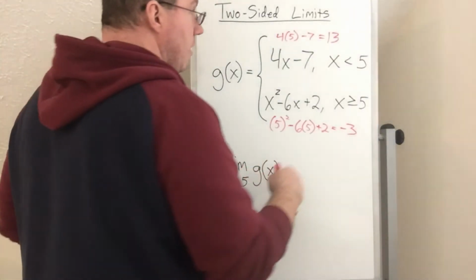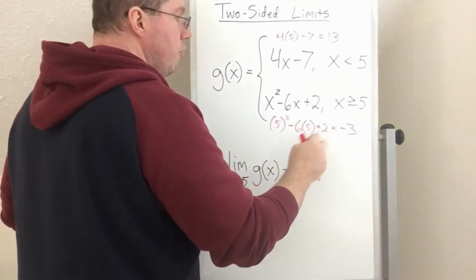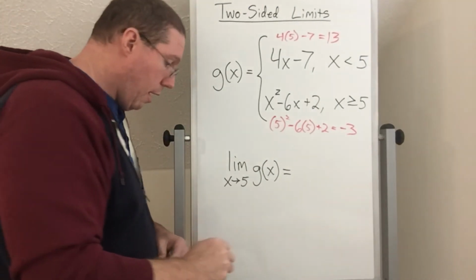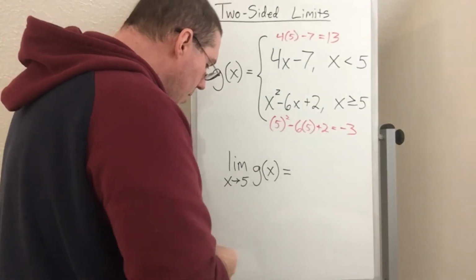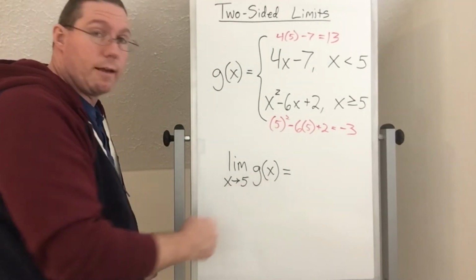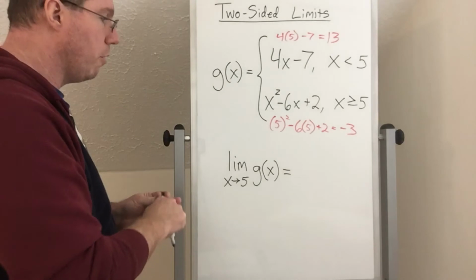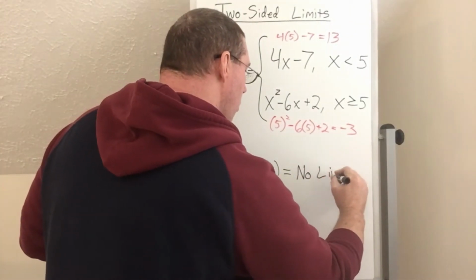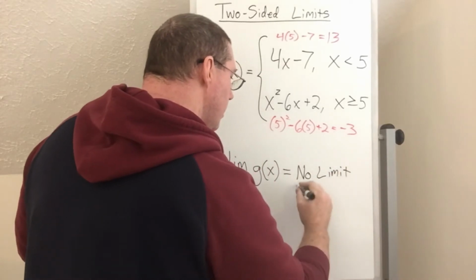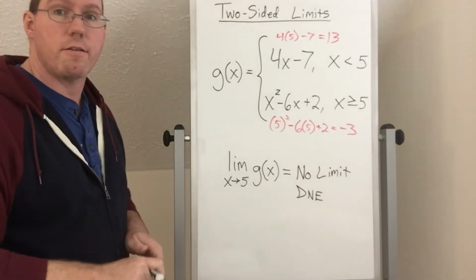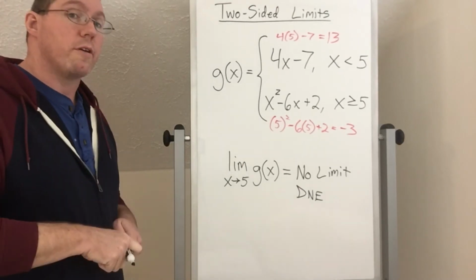And so the left-sided limit is 13. The right-sided limit is -3. Not the same answer. And since they're not the same number, that means that there is no two-sided limit of g of x at x equals 5. And therefore, we are going to say no limit, or we could also put in DNE for does not exist. Okay? Let's do one more example.